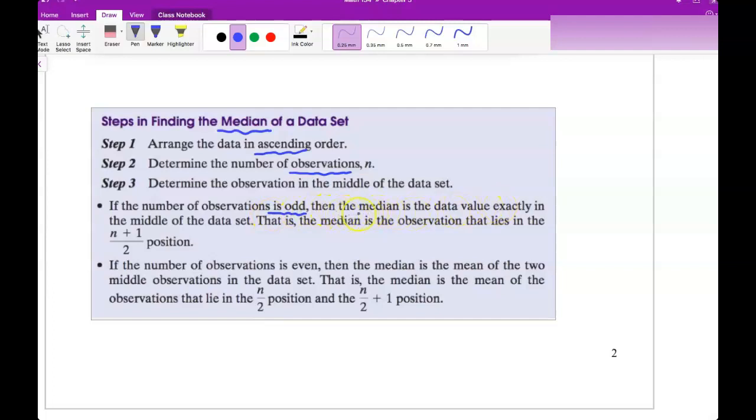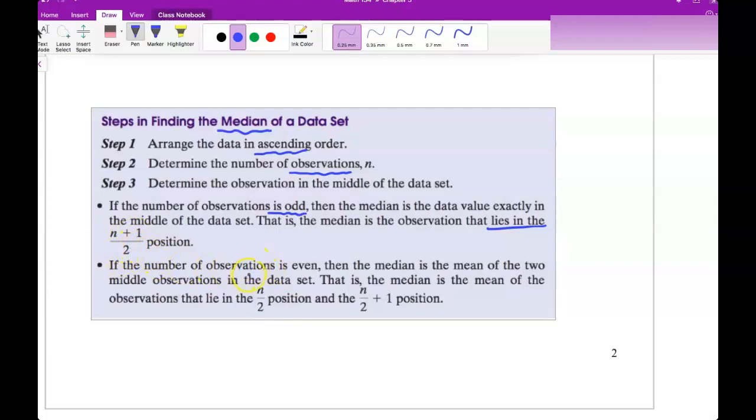To find median, the median is the data value exactly in the middle of the data set. And what is the position of that one? That lies in (n plus 1) divided by 2 position. This is the position of your median. That is not the number that you're going to get for median. We're going to work on that part.